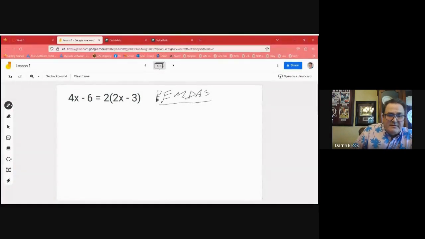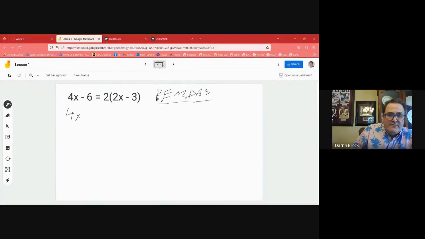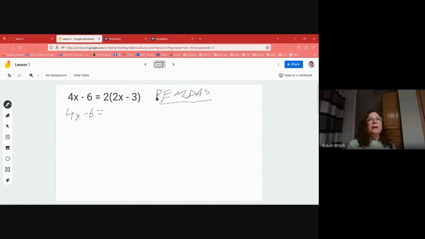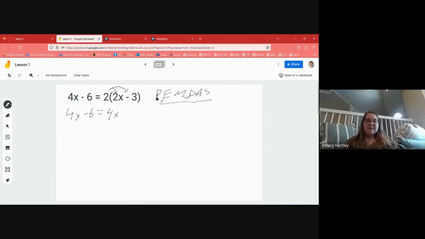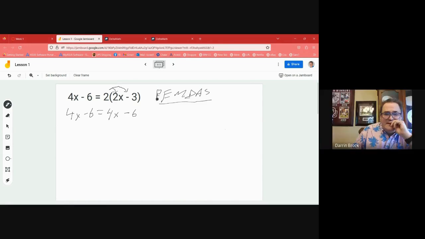So we're not going to do anything on this side yet. There we go. 4x minus 6. Nothing on the left side, but 2 times 2x. Susan, what's 2 times 2x? 4x. So we have to distribute that here, and we have to distribute it there. So, Emery, what's 2 times negative 3? Negative 6. So we have 4x minus 6 equals 4x minus 6.